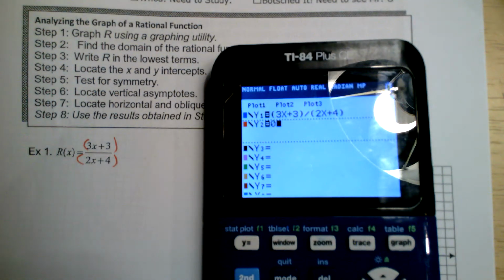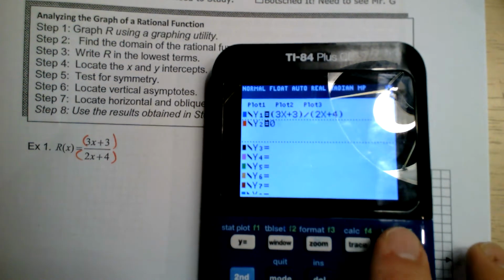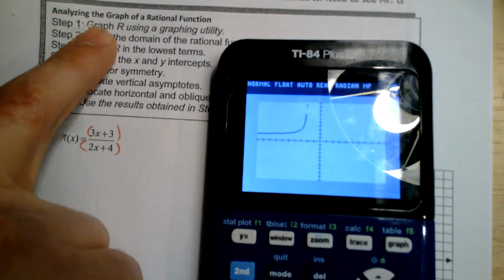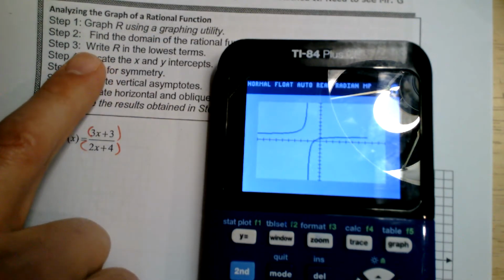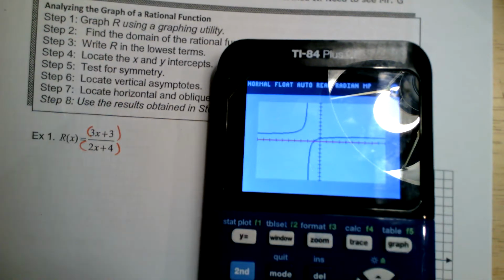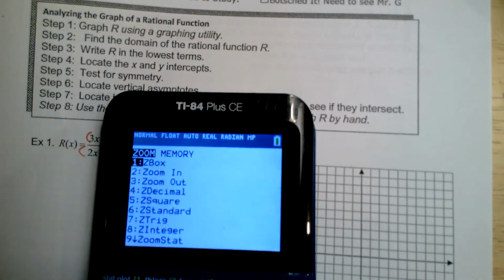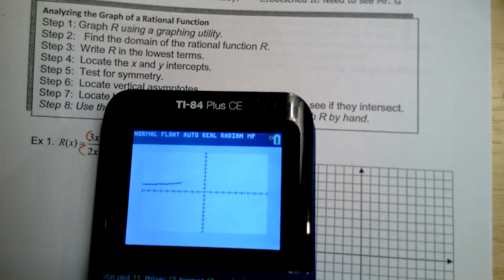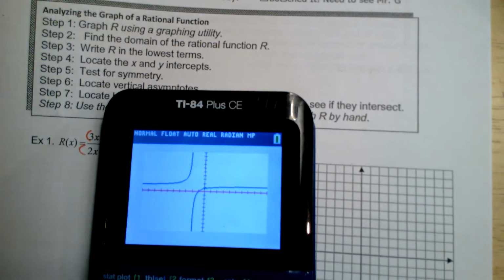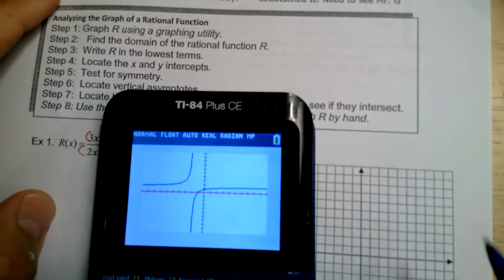So again, I'm going to make y2 0. That is our x-axis, and we're going to graph this thing. I'm just following what it says: graph R using your graphing utility. And then we're going to find the domain of the rational function. This is the graph I have. I'm in Zoom 6 when I graphed it. If you're not getting this graph, let me know. Everybody should be graphing this, not just me. Everybody should have your graphing calculator out.